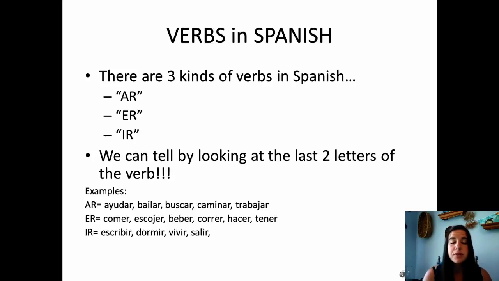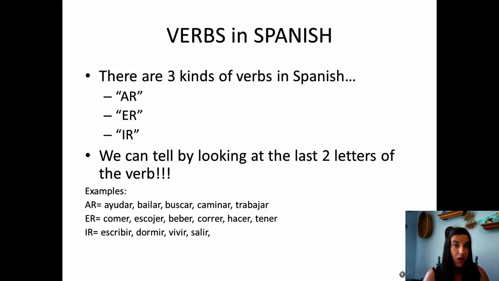And I put some examples down at the bottom of this slide of AR verbs. Notice they all end in AR. Ayudar, bailar, buscar, caminar, trabajar. There are ER verbs: comer, escoger, beber, correr, hacer, tener. And then there are IR verbs, verbs that end with the letters IR. Escribir, dormir, vivir, salir.